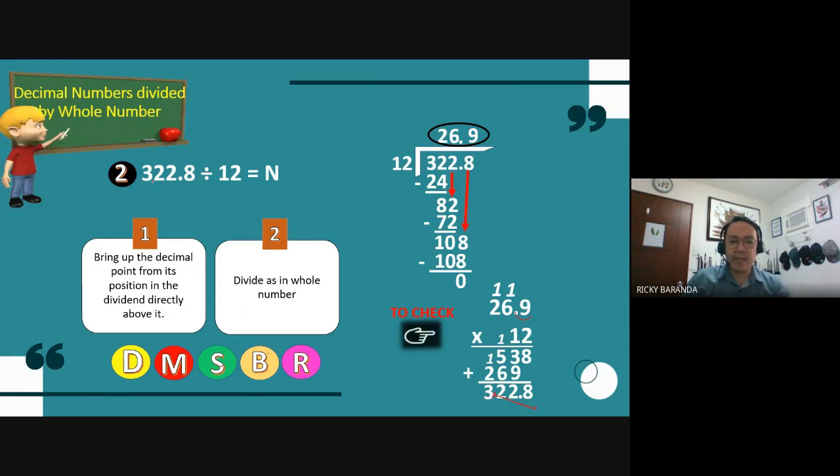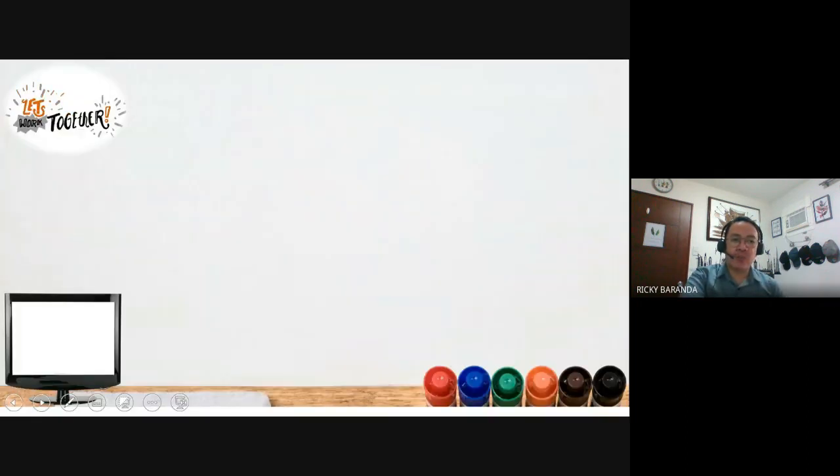Ito ay kaparehas na to. Therefore, our answer is correct. So that's how we divide decimal numbers divided by whole numbers. Next, let's go to working together.